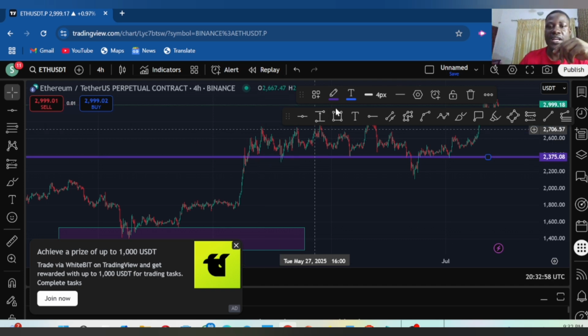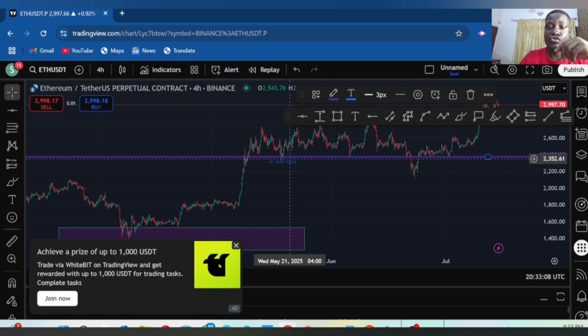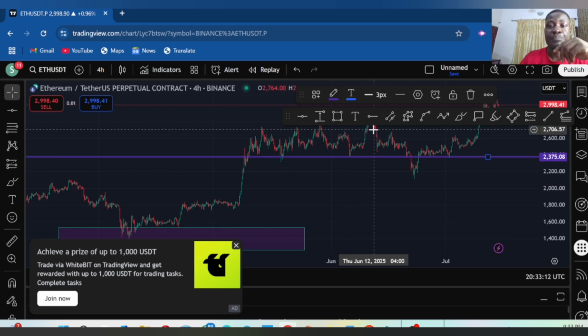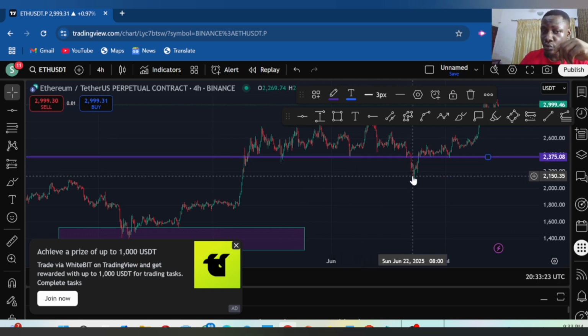Now you can decide to increase its thickness, either 4 times or any that you want, and change the color if you are going to draw multiple support zones, to enhance clarity. So now you will understand with me that at this point the market reversed and went up, reversed and went up, went up. Finally the market broke below it.